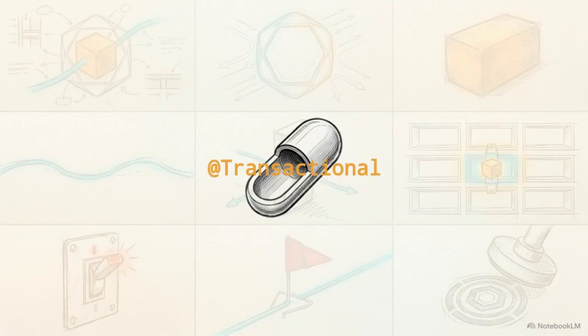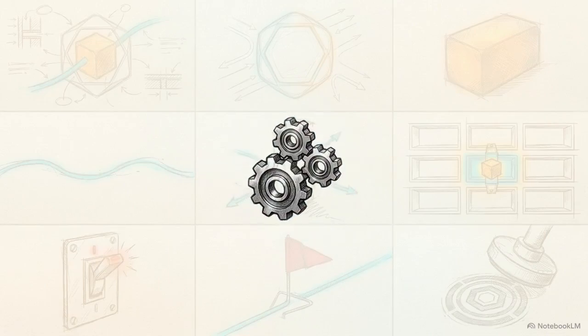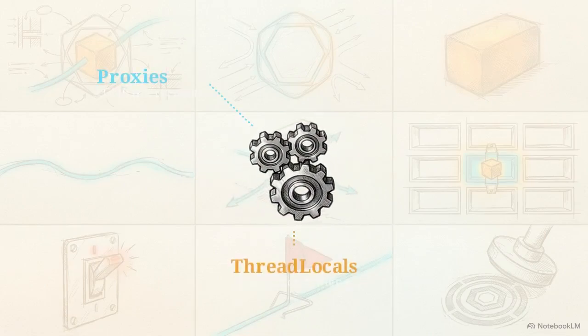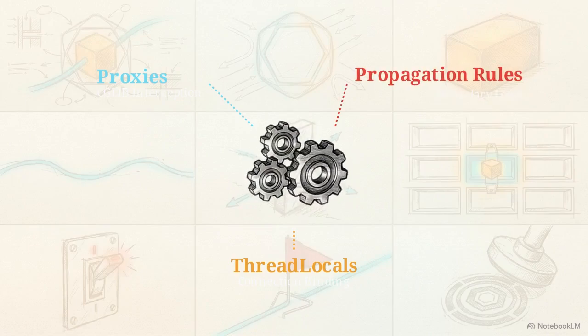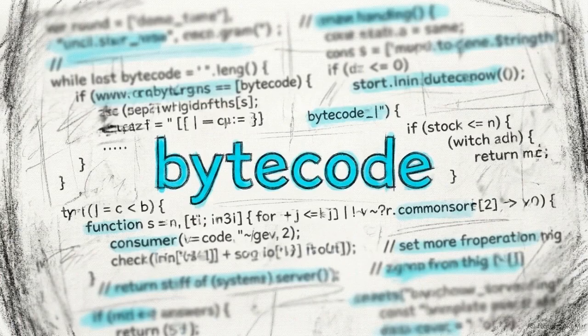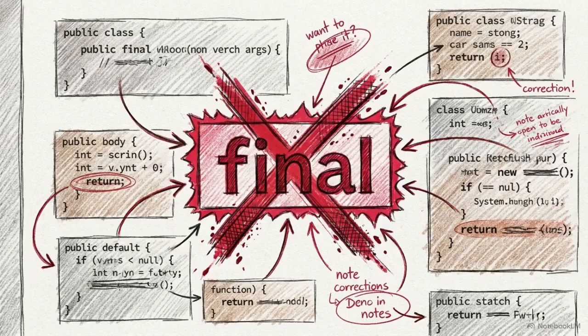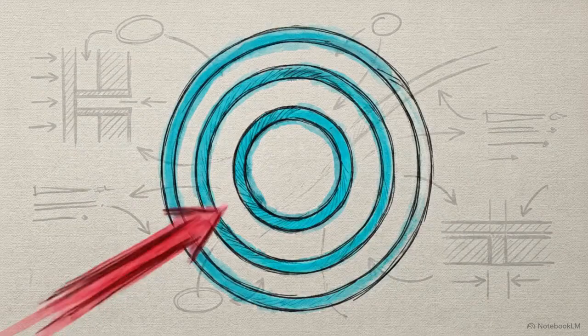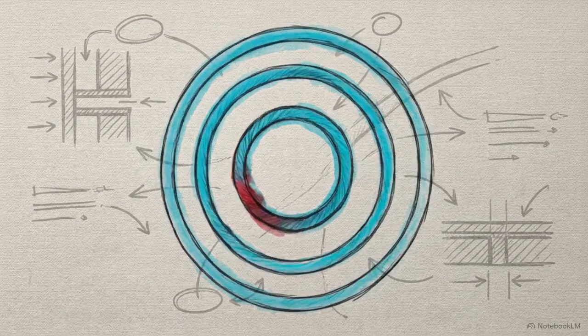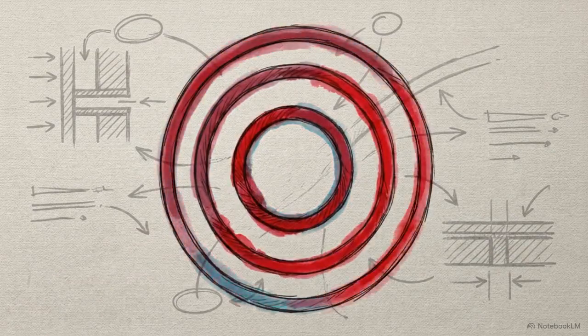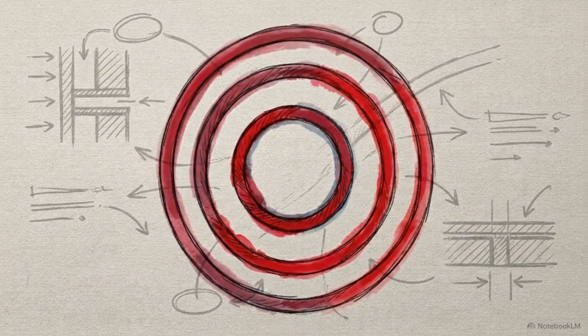The @transactional annotation represents a deterministic state machine built on proxies, ThreadLocals, and specific propagation rules. To scale these systems safely, you must control the proxy bytecode. You have to ensure modifiers, like the final keyword, do not silently neutralize your interception boundaries. You must explicitly manage your propagation boundaries and exception rules to prevent global state corruption and unexpected rollbacks across nested services.